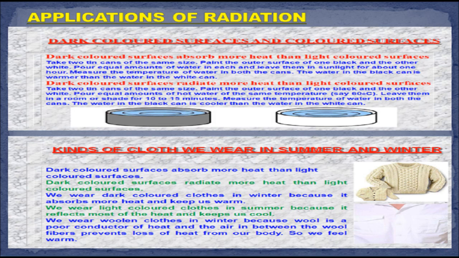In factories, the roofs are painted shiny silver to reduce the loss of heat in winters and increase the radiation of heat in summers, thus keeping the inside temperature moderate. In room heaters, the reflectors behind the heating coil are shiny, silvery, and polished so that the heat can be radiated to the maximum extent.